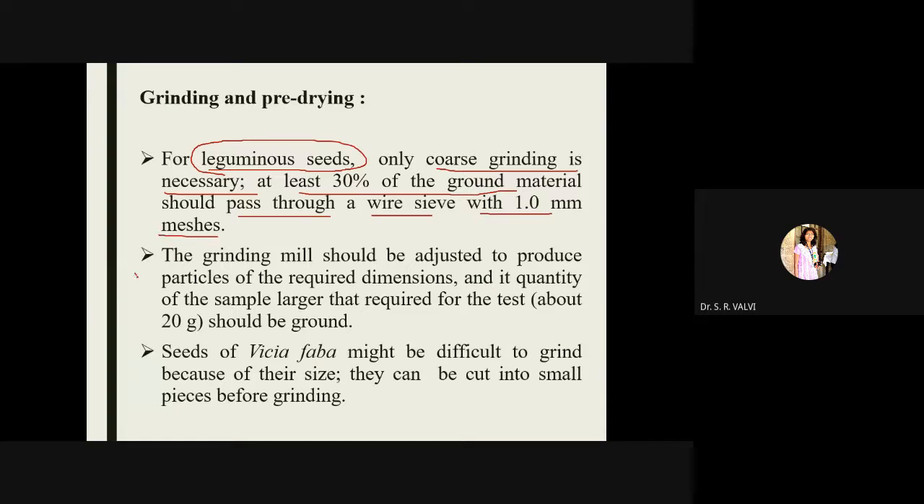Then next, the grinding mill should be adjusted to produce particles of the required dimensions, right? So the grinding mill is again what we are using to make fine particles of those particular seeds. And a quantity of the sample larger than that required for the test should be ground. So here again, whatever quantity we require, that quantity should be ground, and then we have to send those seeds for seed testing.